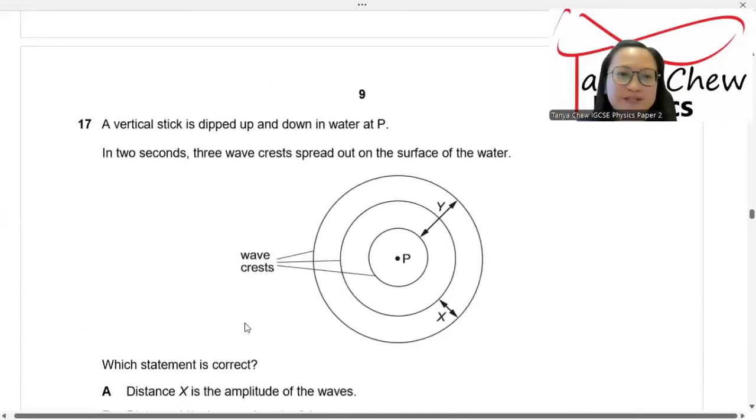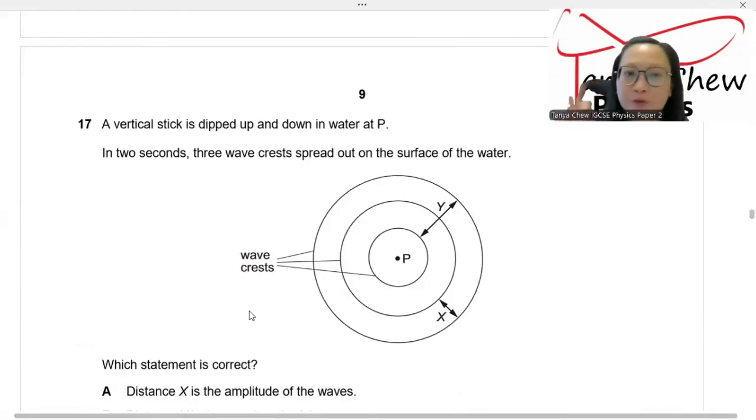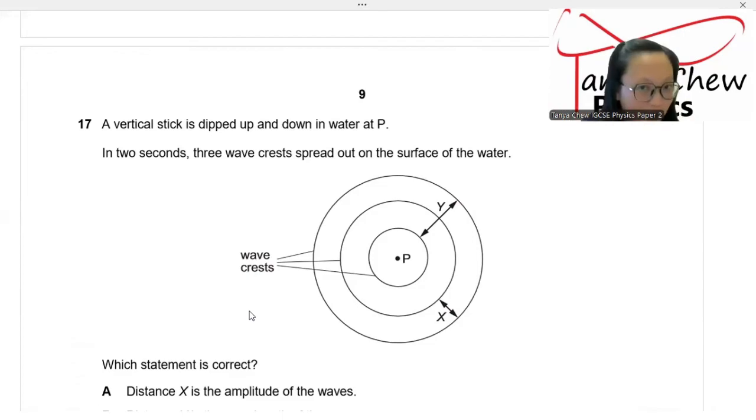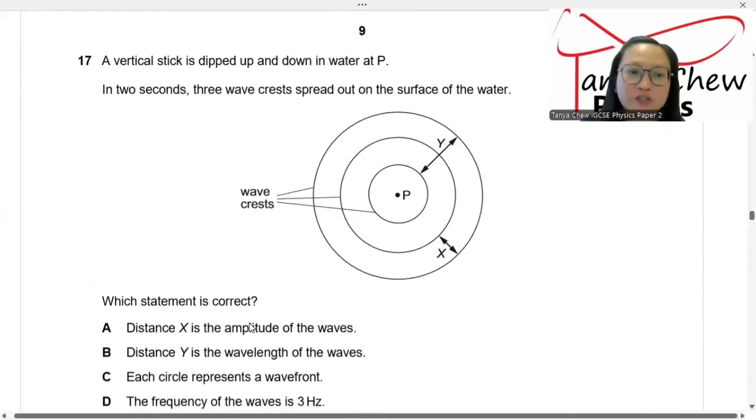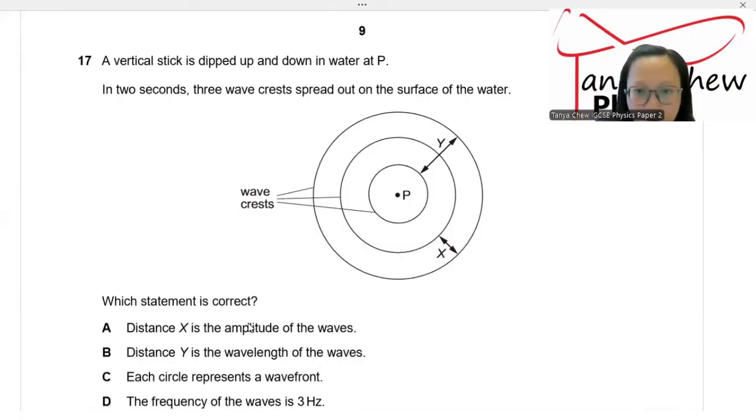Now, question number 17. A vertical stick is dipped up and down in water at P. In 2 seconds, 3 wave crests spread out on the surface of the water. Which statement is correct? Now, let us look at A. I will do this one by one. Distance x is the amplitude of the wave. Do you see what they say? 3 wave crests, crest to crest, right? So that is not amplitude.